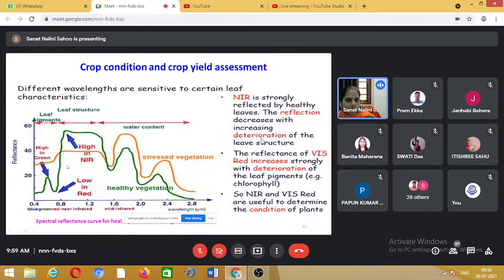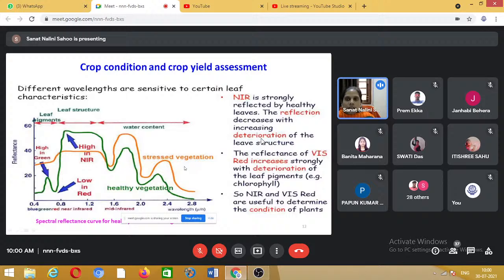In the previous example also I told you, if you talk about the near infrared region, this particular green line shows the reflectance for a healthy vegetation, where the vegetation is full of chlorophyll pigments. Whereas this brown line in the near infrared region shows a lower reflectance value than the healthy vegetation. So you can distinguish between a healthy vegetation and a stressed or diseased vegetation. Definitely in a healthy vegetation you will have more productivity or yield than in a diseased vegetation.